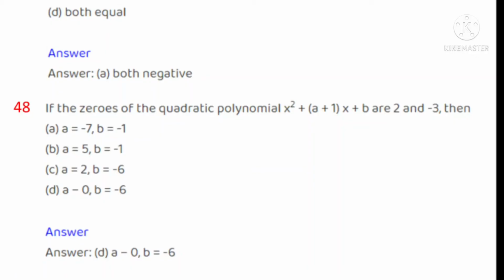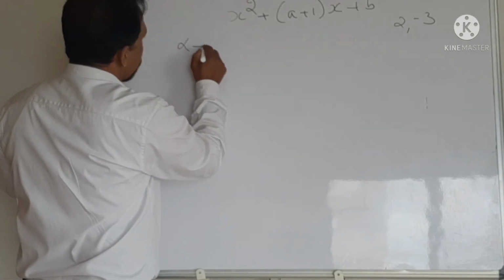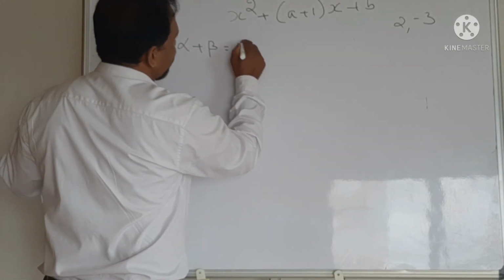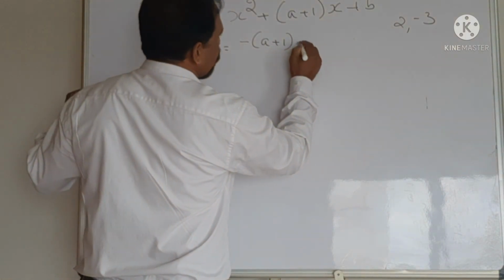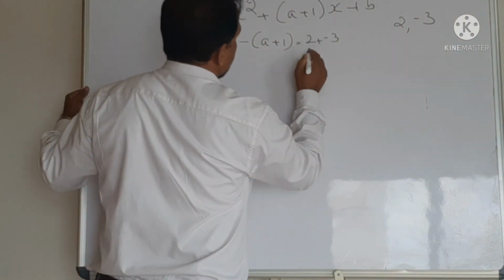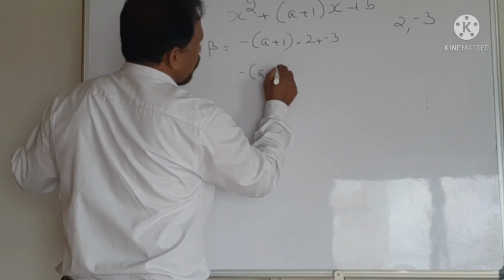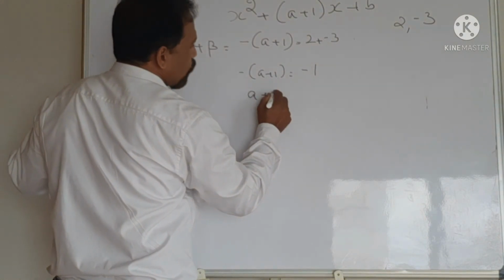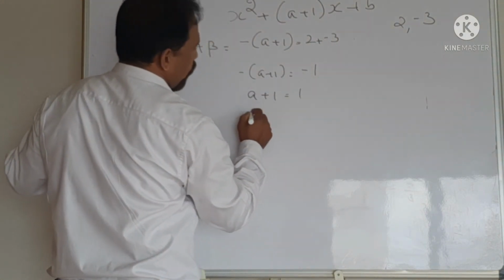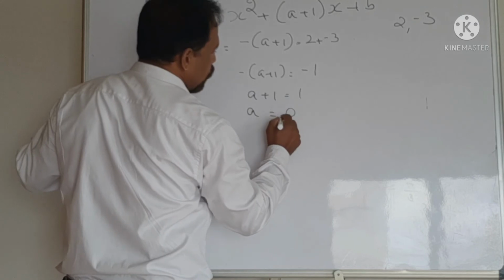Now let us do question number 48. If the zeros of the quadratic polynomial x squared + (a + 1)x + b are 2 and minus 3, then in this question, what is alpha plus beta? Alpha plus beta is minus b by a, that is minus of (a + 1). And it is 2 plus minus 3. So minus (a + 1) is equal to minus 1. Minus and minus will get cancelled. a + 1 will be 1. Therefore a is equal to 1 minus 1, 0.